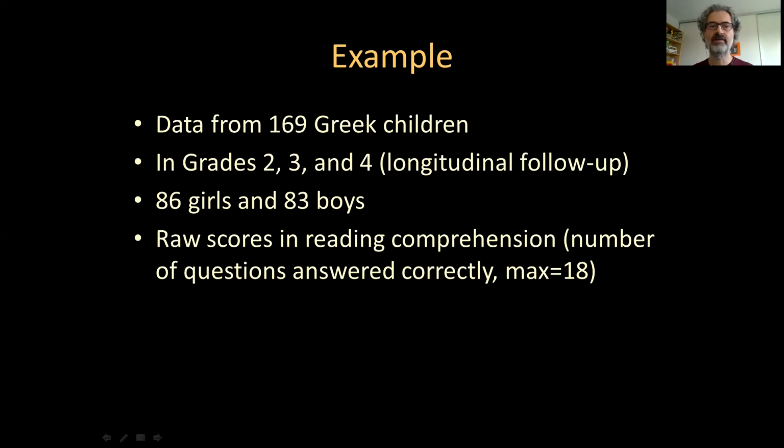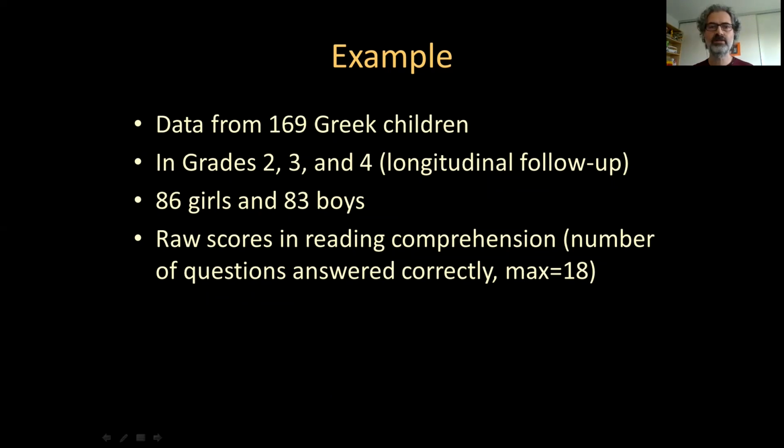So our dependent variable is the raw score on a reading comprehension test, the number of questions answered correctly out of 18 questions total. And our independent variables are sex, which is between the participants, between subjects, with two levels, boys and girls, and grade. That is a within subjects factor, or the repeated measure, in other words. And this variable has three levels: grade 2, grade 3, and grade 4.